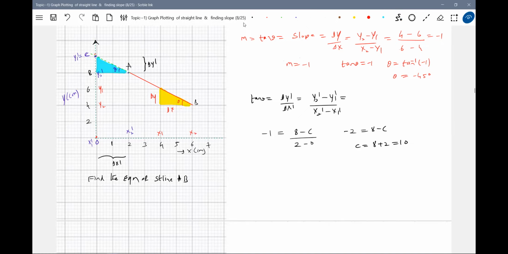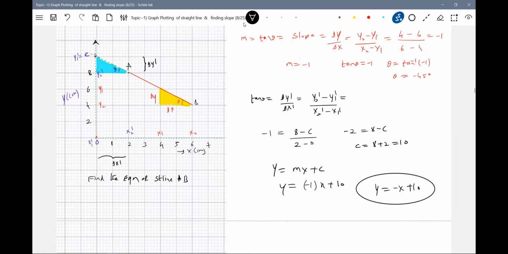Sir, I will produce this line if you have a scale. If you don't have a scale, you can't take the risk that it will intersect at 10 only. What is our equation of straight line? Y equal to mx plus C. In place of m, what do we have? -1, x plus 10. If they give an equation, you should know how to plot the curve. If they give a curve, how to generate an equation. That is what you are supposed to learn.